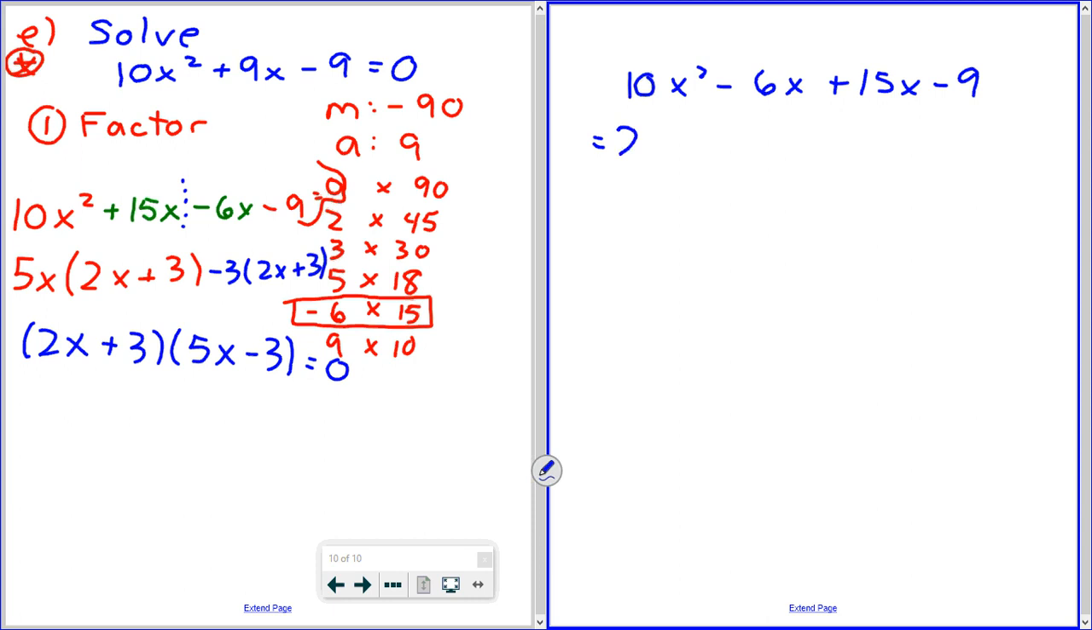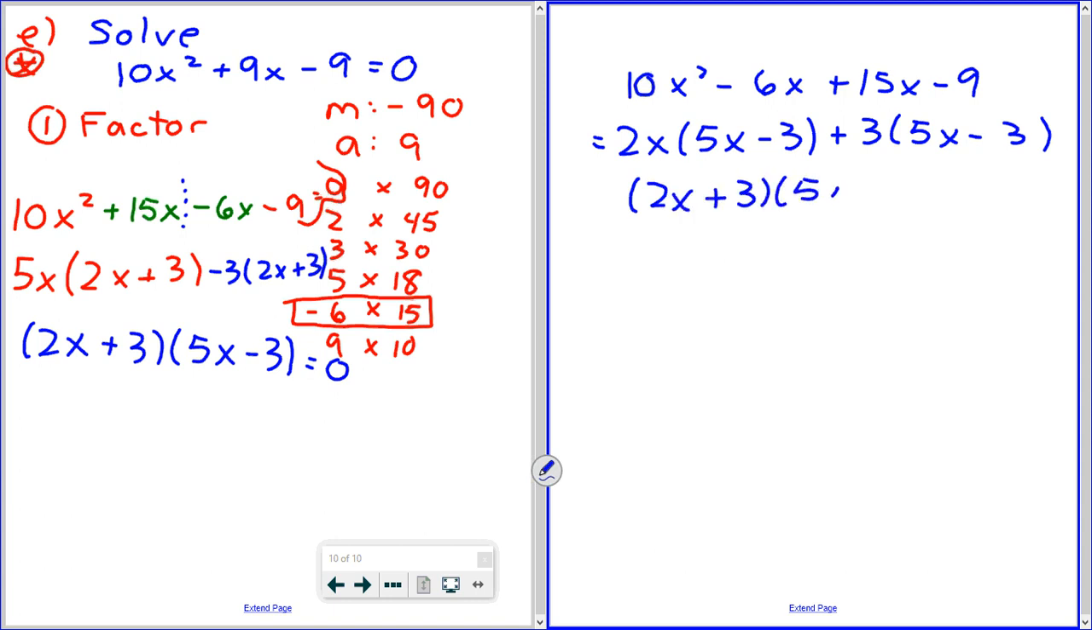10x squared minus 6x plus 15x minus 9 equals 2x times (5x minus 3) plus 3 times (5x minus 3). So it should be 2x plus 3. Steve, does that help?